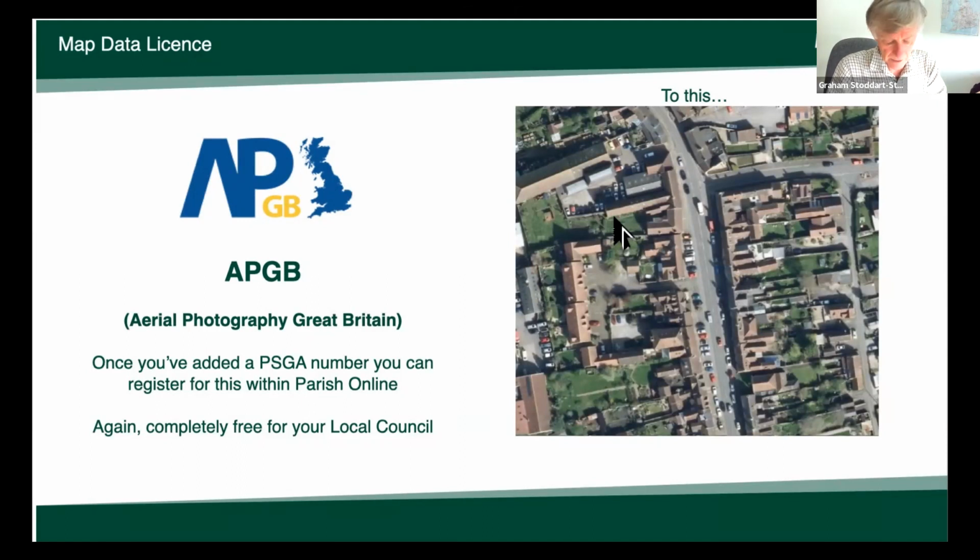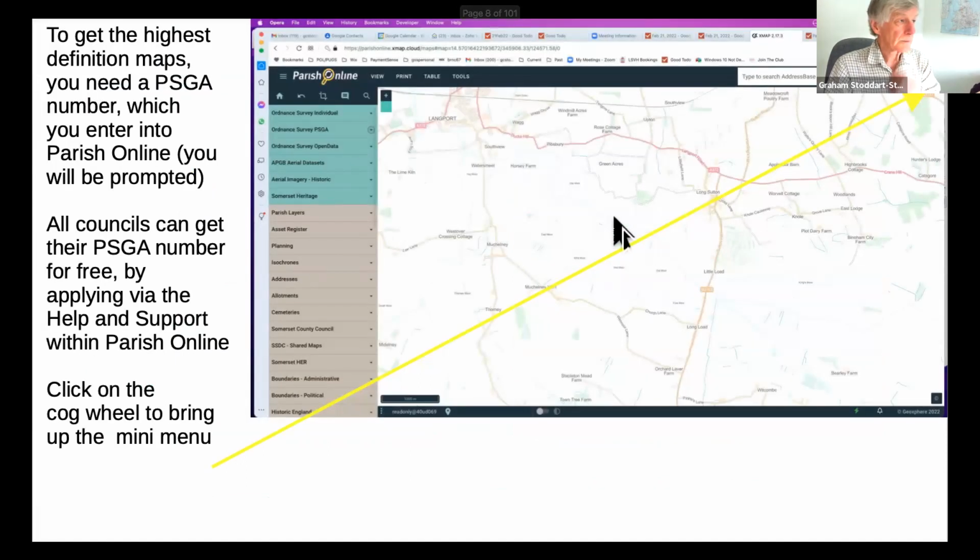So we'll just show you how you go about doing that. So when you go into Parish Online, this is the first page that you see. And up on the top right-hand corner, I'm just going to move people down so I can see it, there is a little cogwheel. If you click on it, it brings up a mini menu, which is what I'm doing now.